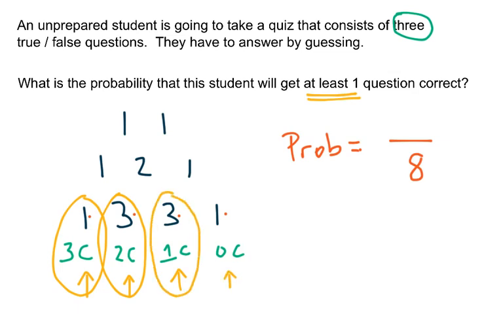And then finally, 0 questions correct. I needed them to have at least 1 or more. So those are not successes. So the number of successes I have is 1 plus 3 is 4 plus 3 is 7. So I have 7 successes. The probability that they will get at least 1 question correct is 7/8.